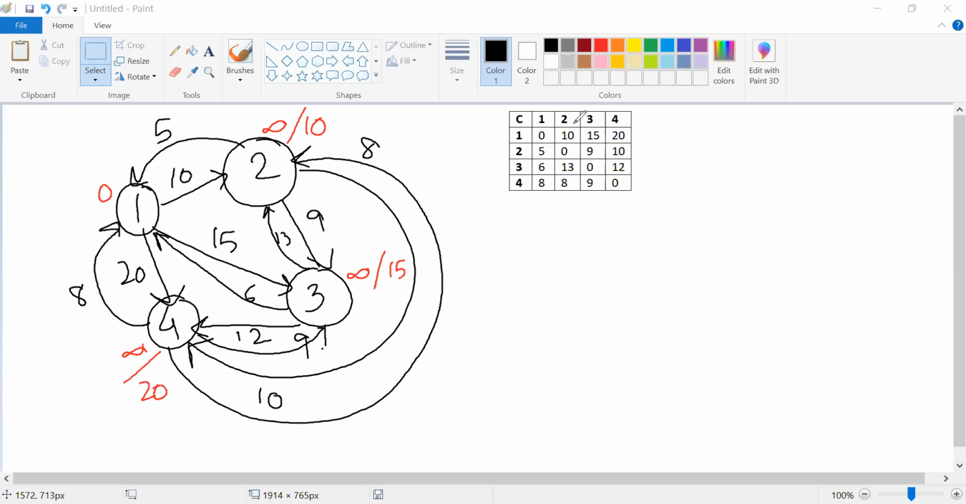Then 2 to 1 is 5, so 10 plus 5 is not a good value. 2 to 3 is 10 plus 9, 19. 15 is less than that. 2 to 4 is 10 plus 10, 20. So no improvement. Then 3 to 2 is again obviously higher value. 3 to 1 again higher value. 3 to 4 again higher value. So these are the initial values you have to look for. You have to keep on relaxing 4 times. So we did once only. So we have to do it twice. For every edge, you have to do relax.